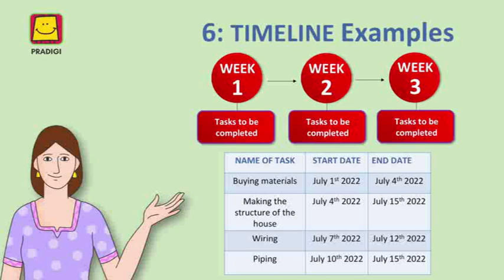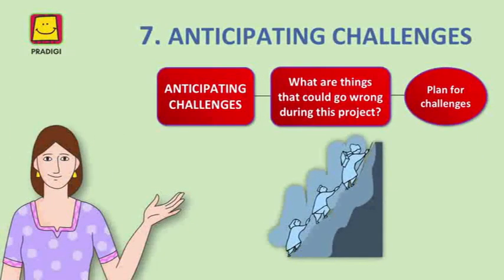The last step of the planning process is to ask yourself, what are the things that could go wrong during this project? Thinking about challenges in advance helps us to make backup plans and find solutions easily when faced with any problems. For example, if you are building your house during the rainy season, then the weather could affect your timelines and delay parts of the building process.